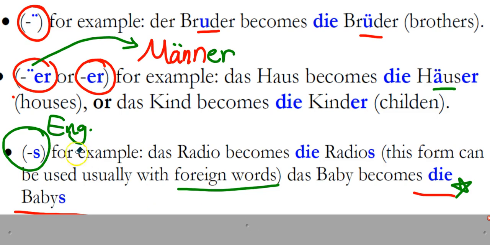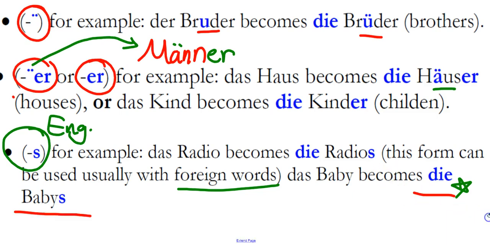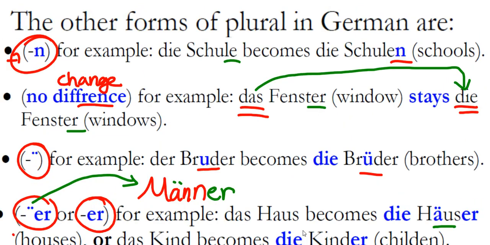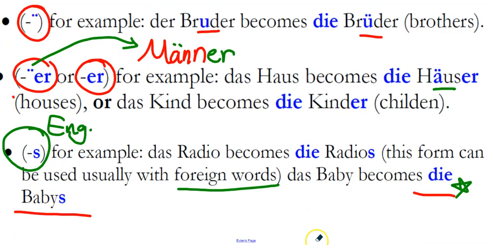Sometimes it's similar to the English form where you add an S. Radio, radios. This happens a lot with O and Y words and foreign words. Das Baby, die Babys. So we're already up to 1, 2, 3, 4, 5, 6, 7 different ways to make something plural.